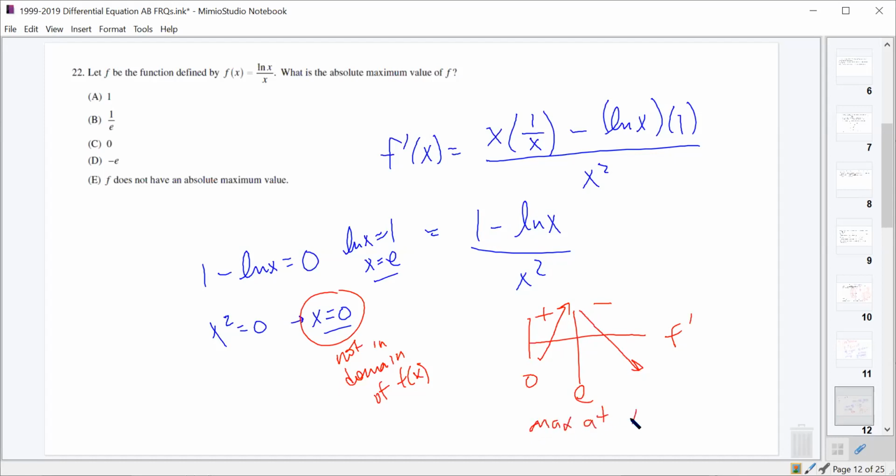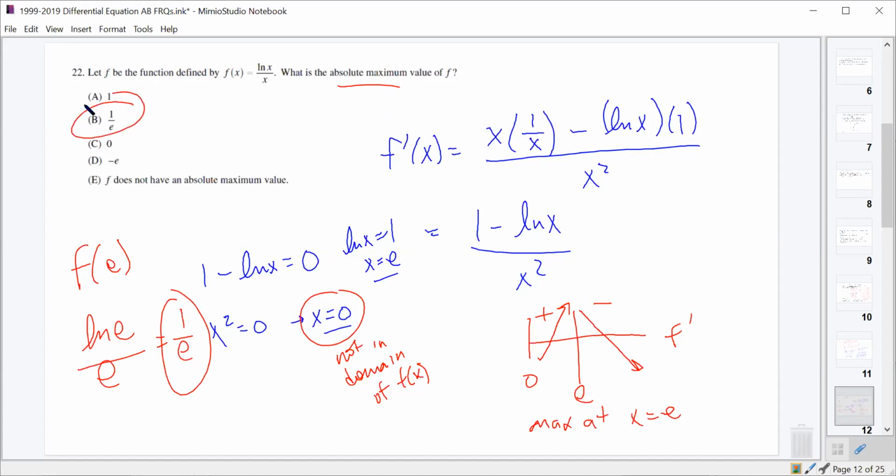And so this tells us that this has a max at x equals e, but that is obviously not the answer because that's not one of our answer choices. The absolute max is the y value, so we need to find what is f of e. F of e is ln of e over e, which is 1 over e. Choice B. Does that make sense to everybody? Cool.